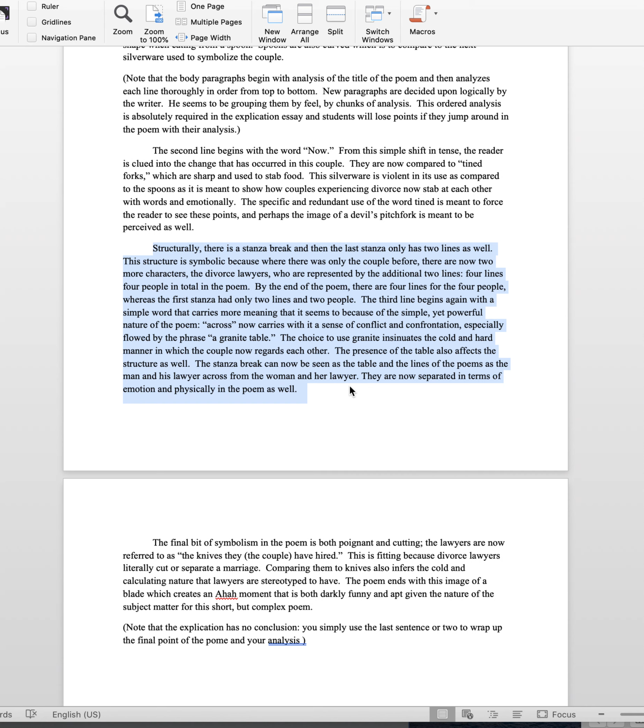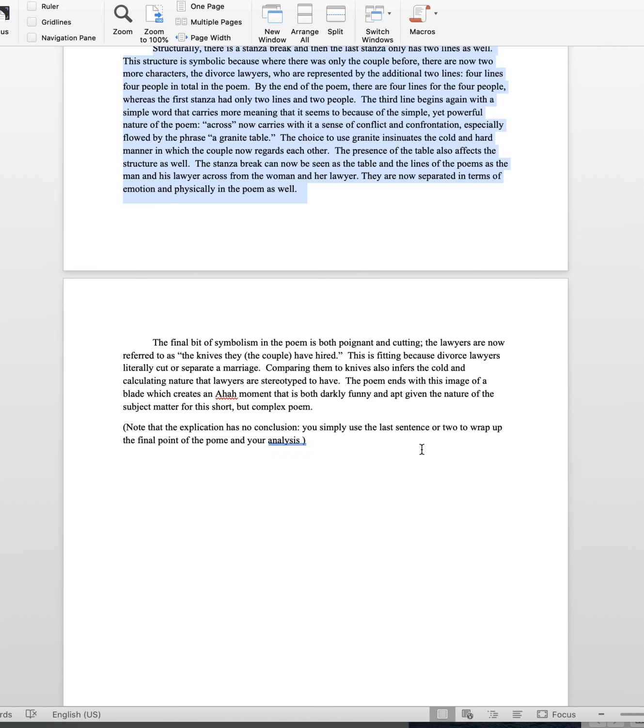Now there are 4 characters, there are 4 lines. At first it was the man and the wife, or husband, wife, whatever. And then it's the man, or the husband, and the lawyer, and the other spouse and the lawyer. And it's 2 lines and 2 lines. The granite table is kind of the stanza break in between. So you can see how logically I'm going from top to bottom in this poem.